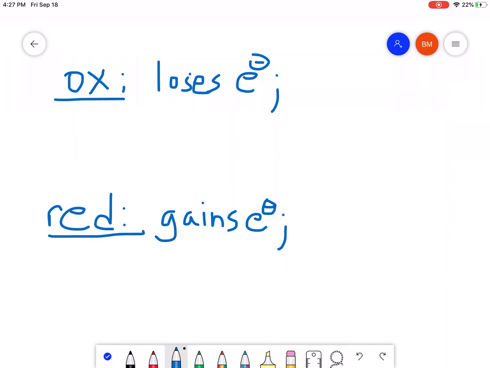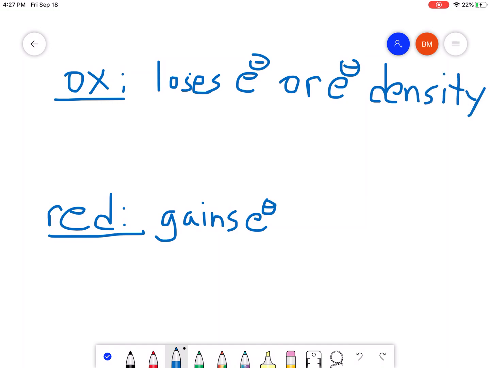All right, so I'm going to expand the definition here. What we can say for oxidation is that when an atom is oxidized, it loses electrons or electron density. When an atom is reduced, it gains electrons or, you guessed it, electron density.